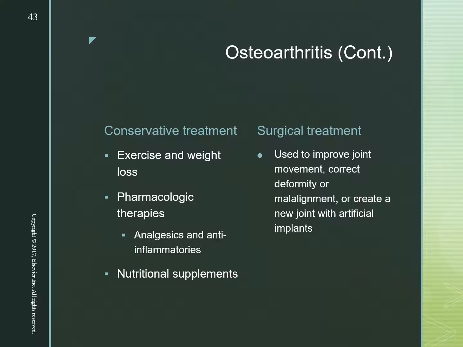Usually treatment's conservative, meaning exercise and weight loss. Pharmaceutical therapies include analgesics and anti-inflammatories, and some will do nutritional supplements like chondroitin. Also, the tart cherry juice people mentioned they get a lot of benefit out of. Surgical treatments are used to improve joint movement, correct the deformity, malalignment, or create a new joint with artificial implants.